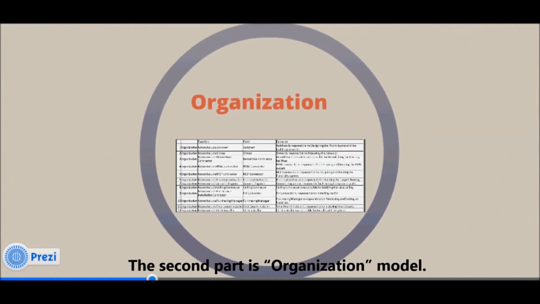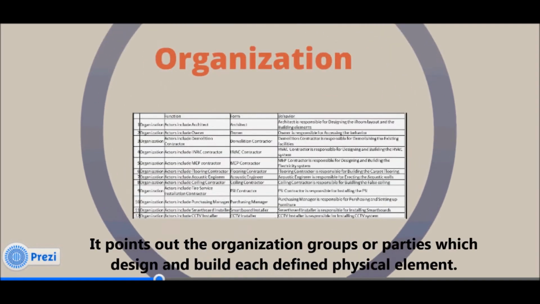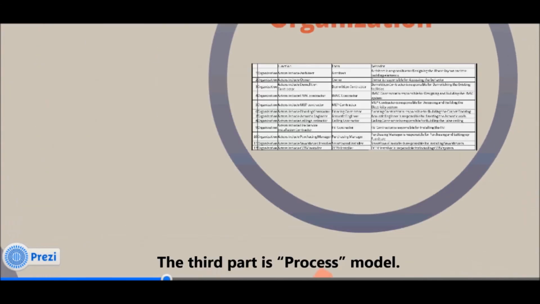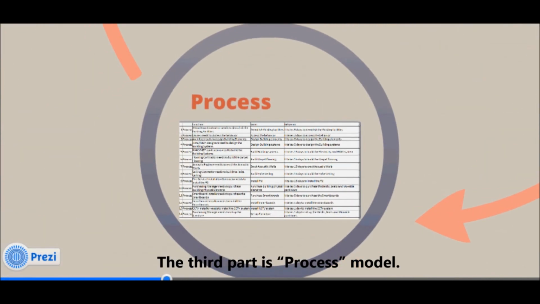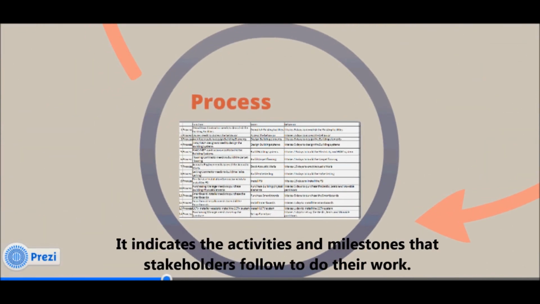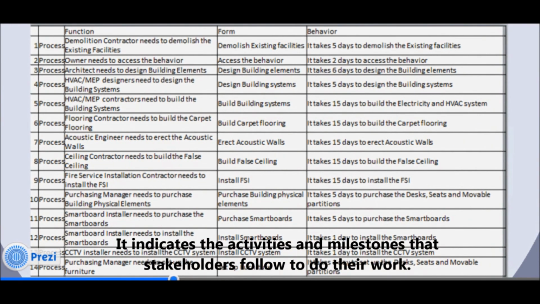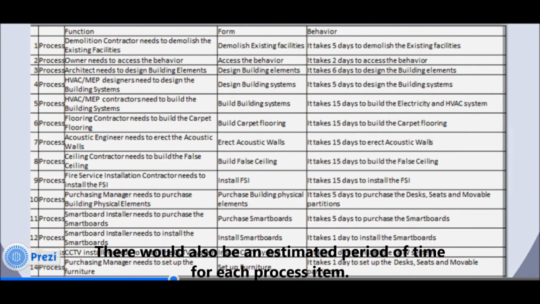The second part is organization model. It points out the organization groups or parties which design and build each defined physical element. The third part is process model. It indicates the activities and milestones that stakeholders follow to do their work. There will also be an estimated period of time for each process item.